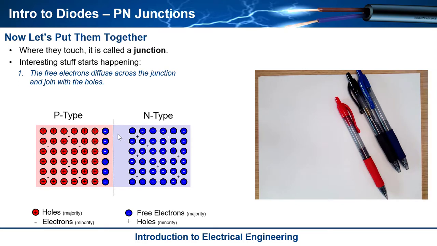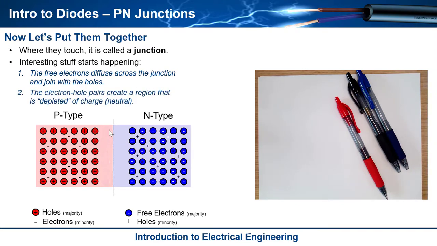And what happens is once it jumps into those holes right at this boundary, it actually creates a neutral charge, and this little region right here starts becoming depleted of charge. And what that means is that the electron-hole pairs have canceled each other out, and you have neutral charge right here. So it's like, this is pretty sweet. Immediately I had this depletion region form right at the junction. But it's not done yet, right?